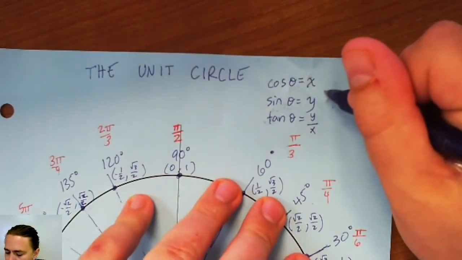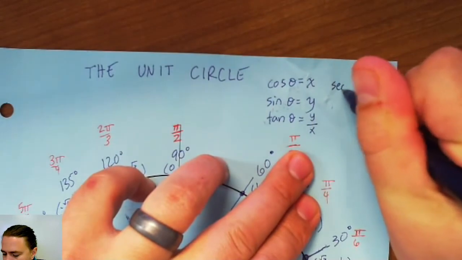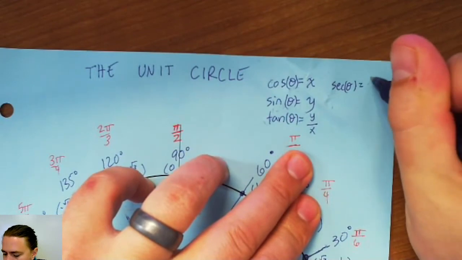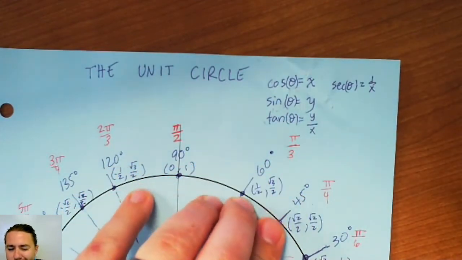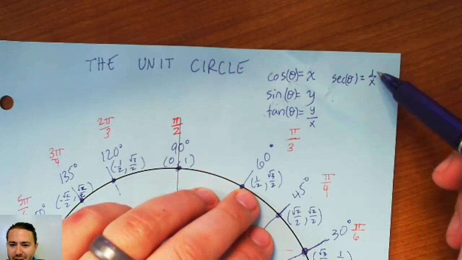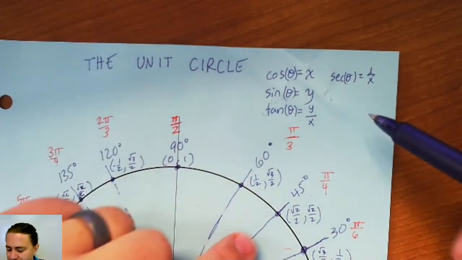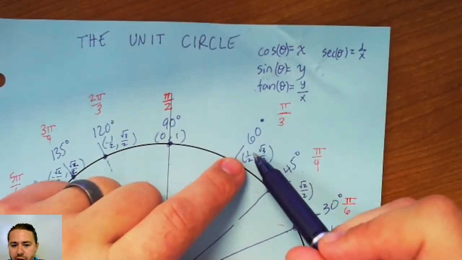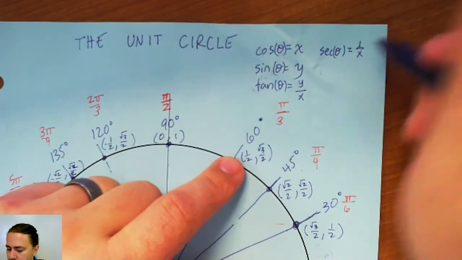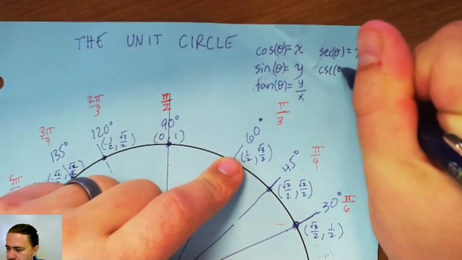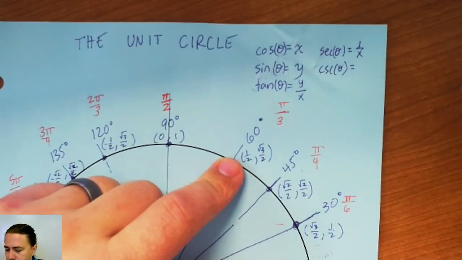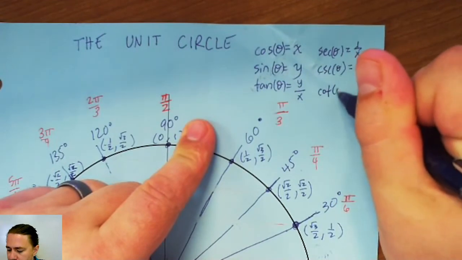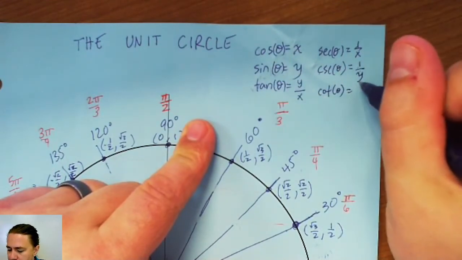Now for your reciprocal functions, like secant, secant theta is going to be the reciprocal of the x-coordinate. Now don't always just try to do 1 divided by the x. I think that'll complicate things. Just flip the fraction. So if I want secant of π/3, just flip this fraction. It'll just be 2. Okay. Cosecant of theta is the reciprocal of y. And cotangent of theta is the reciprocal of tangent, so that's going to be x over y.